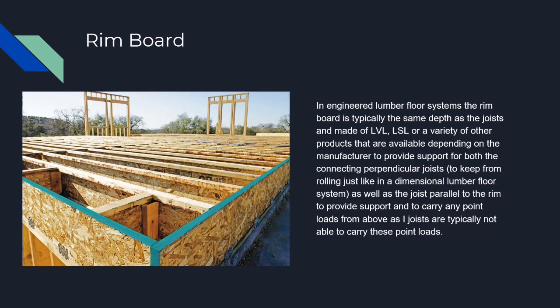In engineered lumber floor systems, the rim board is typically the same depth as the joist and made of LVL, LSL, or a variety of other products that are available depending on the manufacturer. It provides support for both the connecting perpendicular joist to keep from rolling, just like in a dimensional lumber floor system, as well as the joist parallel to the rim, and carries any point loads from above, as I-joists are typically not able to carry these point loads.